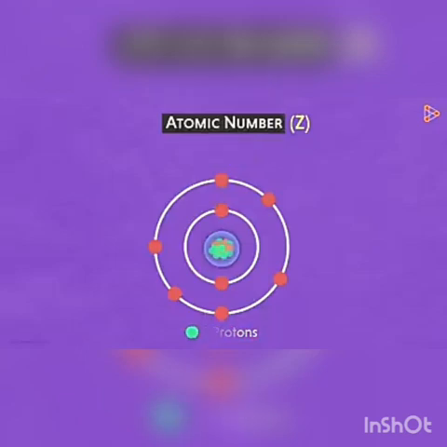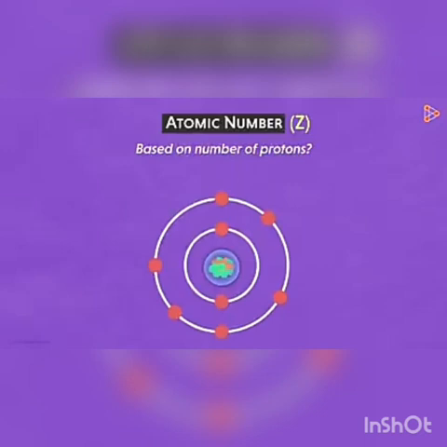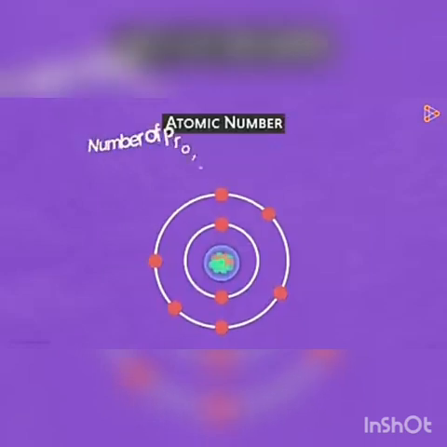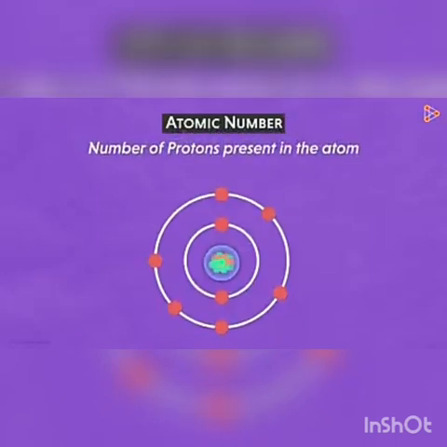So can we number the atoms or elements based on the number of protons in the atomic nucleus? Yes, this is how atomic numbers are defined. Atomic number, in simple words, is the number of protons present in the nucleus of the atom. Why do we need an atomic number, by the way?